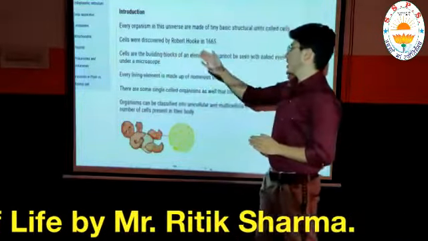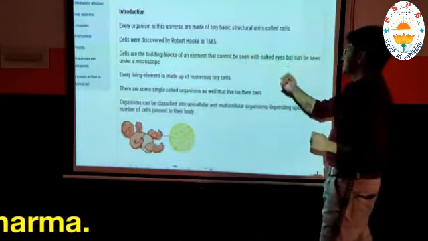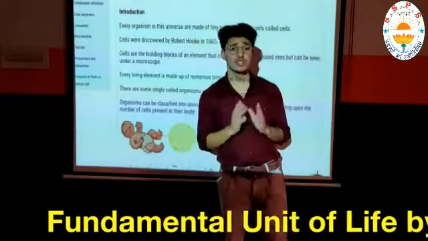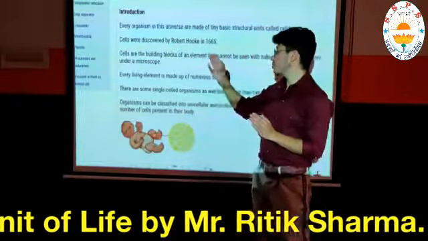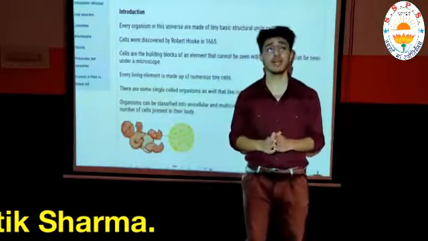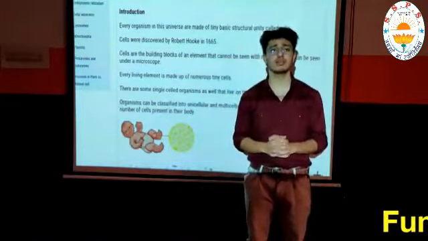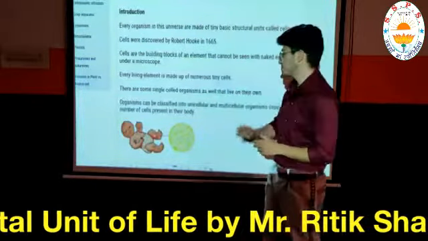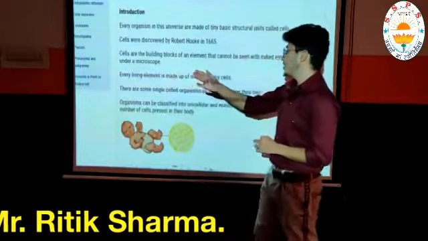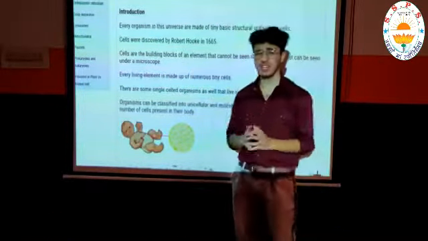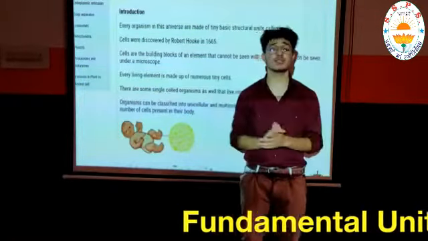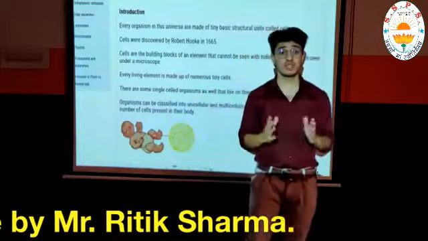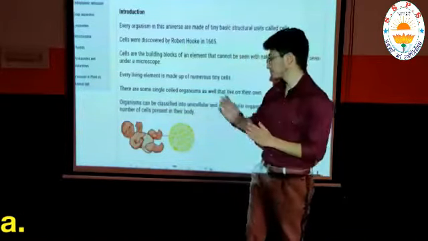Cells are the basic building blocks of living things. They are so tiny that we can't see them with our naked eyes, but we can see them under a microscope. Every living organism in this universe, like the dog, sheep, humans, fishes, crabs, everything is made up of a number of tiny cells.